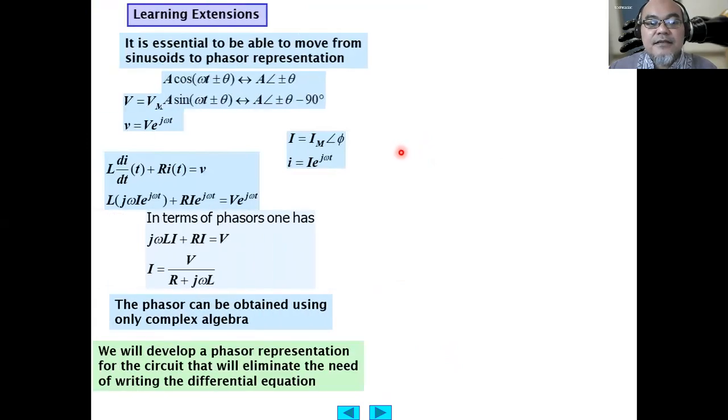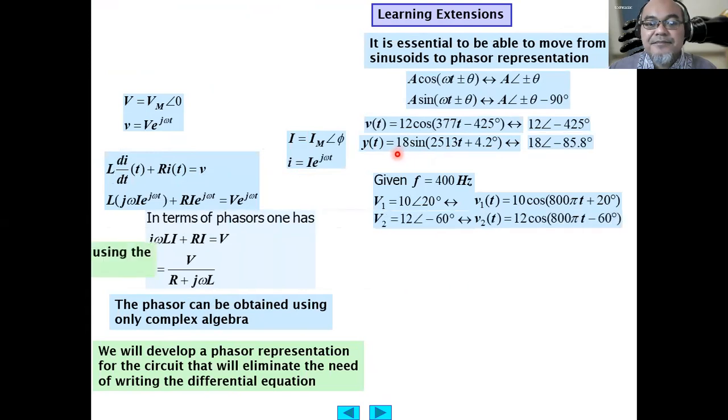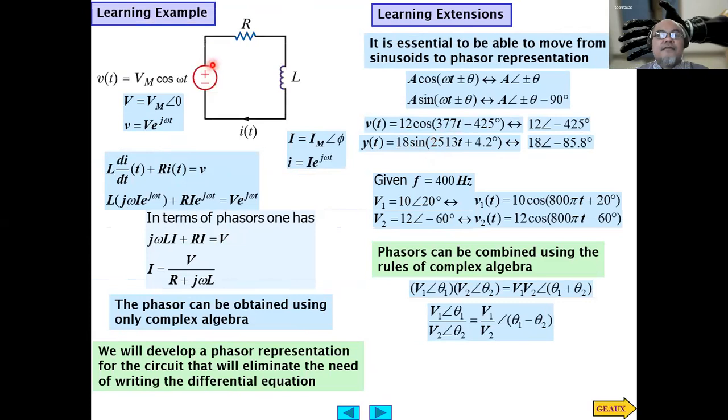Okay, let's consider this circuit. We have here a circuit of a resistance connected to an inductance and a voltage source v(t) equals Vm magnitude cosine omega t connected to it. Current is flowing through the network.